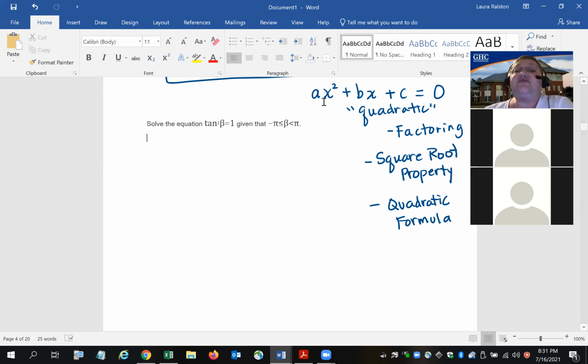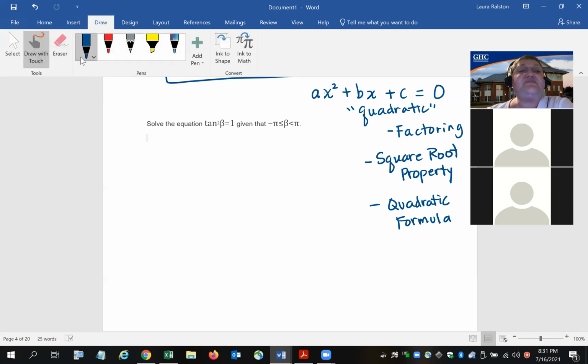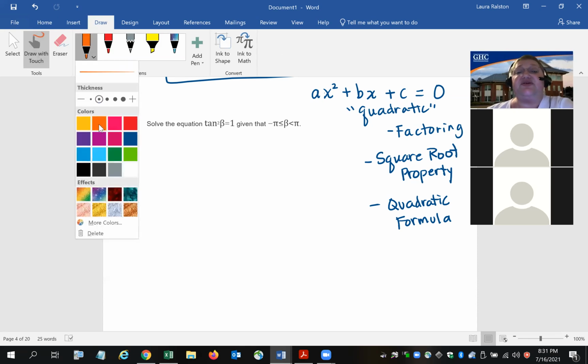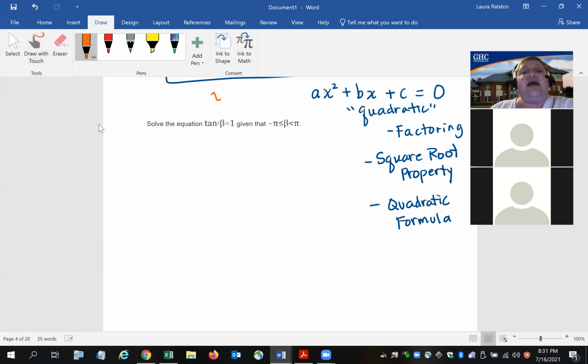Okay, so those same things that you learned in algebra are now being applied to trigonometric functions. So for example, this question here where you have tangent squared beta equals 1 would be similar to having a question like x squared equals 1. Okay, so think about how you would solve that.